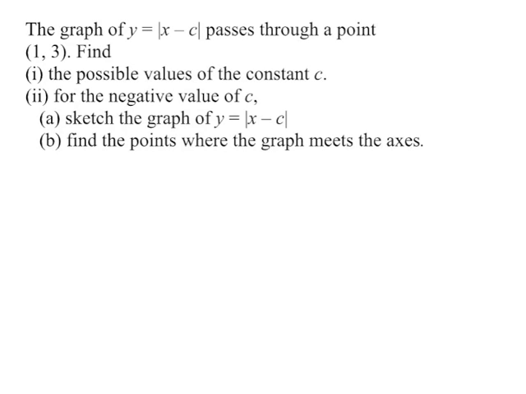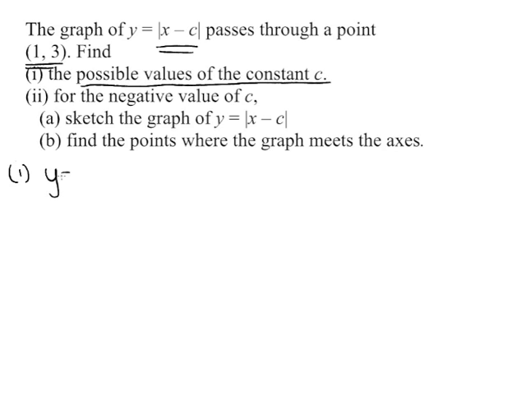Now, they say that this graph of y equals modulus x minus c passes through the point (1, 3). Looking at part 1, we need to find the possible values of the constant c. Now, this can be done by substituting values of x and y from here into the equation. So let's do part 1 first.